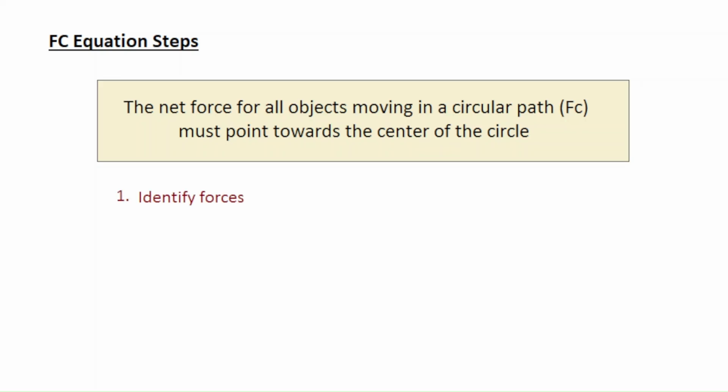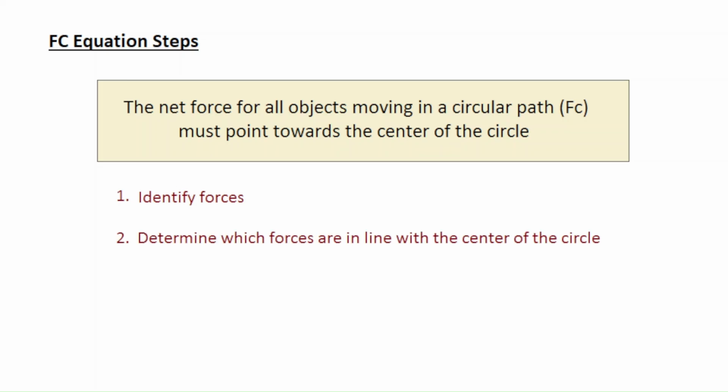Number 1, we need to identify the proper forces. Draw a good force or free body diagram for the object, considering your usual forces: gravitational, normal, tension. Any force might appear in your eventual Fc equation. From there, we want to determine which forces are in line with the center of the circle. So find the center of the object's circular path, and look at your force diagram to pick out any forces that are pointing in towards center or also away from center. These forces will appear in your Fc equation.